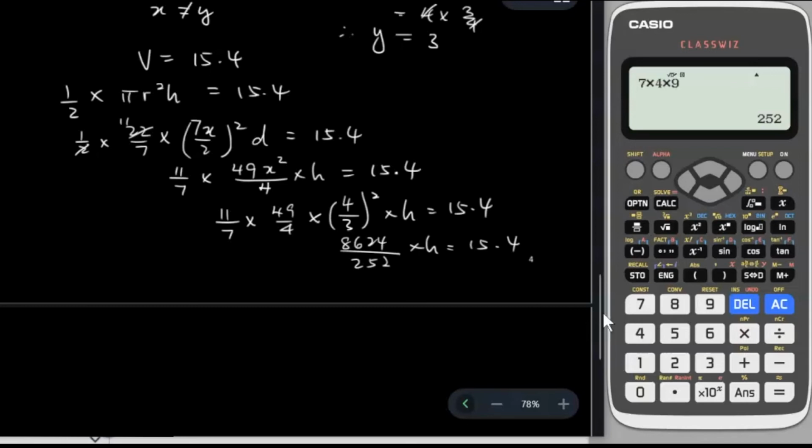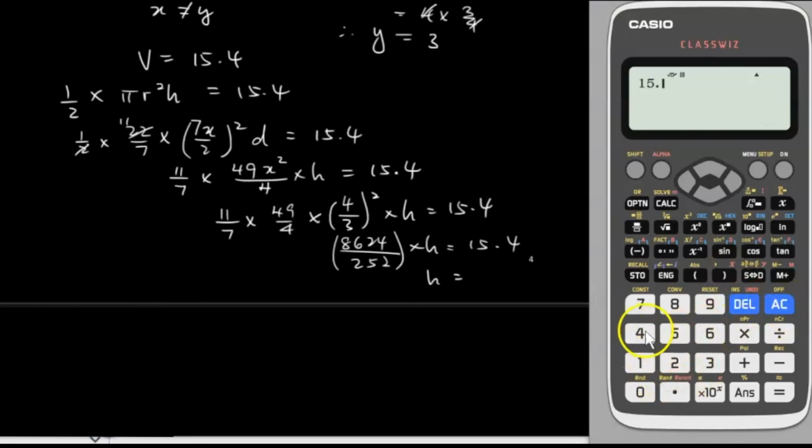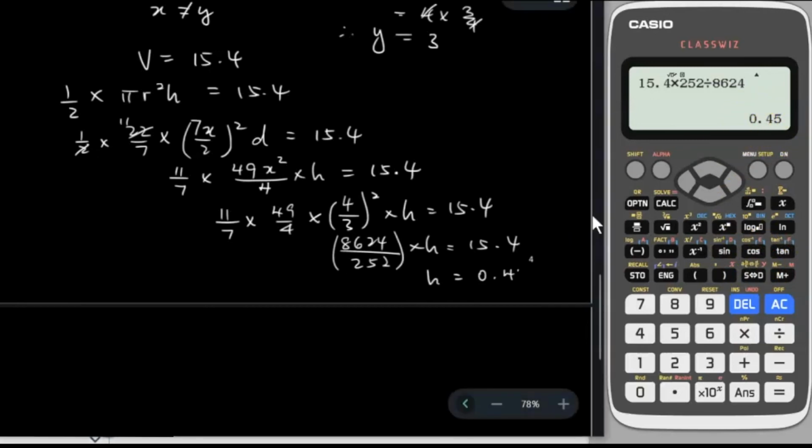So to find h, we move this fraction over to the right, so we have to flip it upside down. So 15.4 times 252, then divided by 8624, and see what we get. We get 9 over 20, so we want to change this to decimal. We press the SD button. SD is over here. So the depth is 0.45 meters. That would be the final answer.